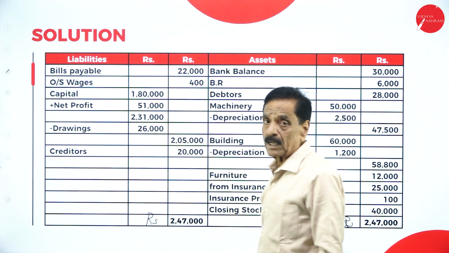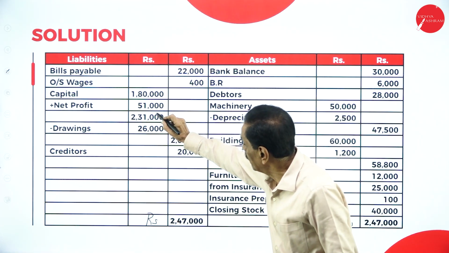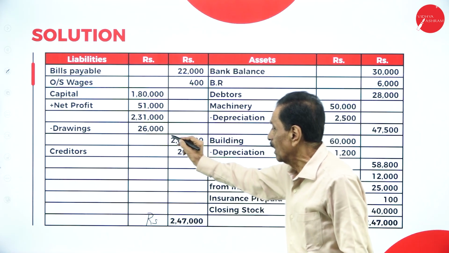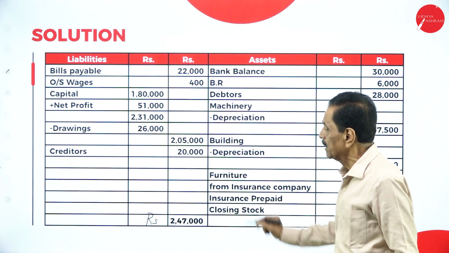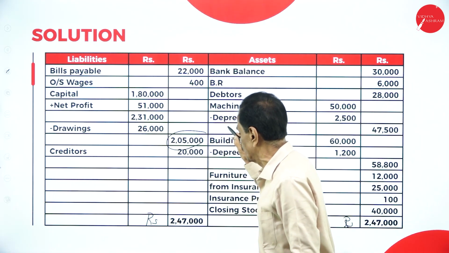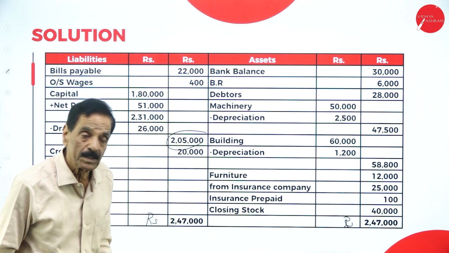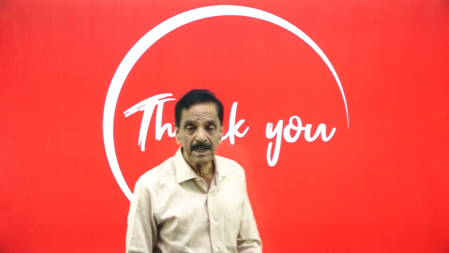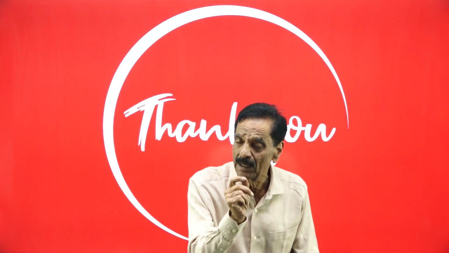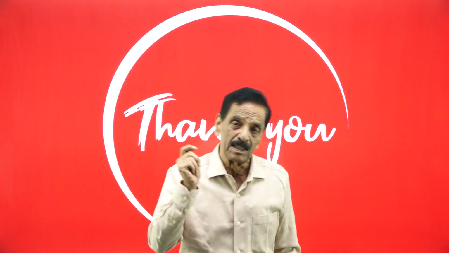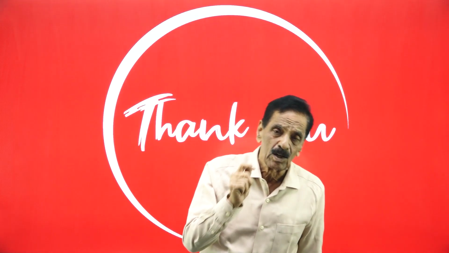Start with the capital 1,80,000. Net profit during the year 51,000. How much you have drawn? 26,000. The amount comes to 2,05,000. Total of both sides, it will tally for 2,47,000. Hope you understand. So the items in the trial balance should appear only once. The items in the adjustment should appear twice.